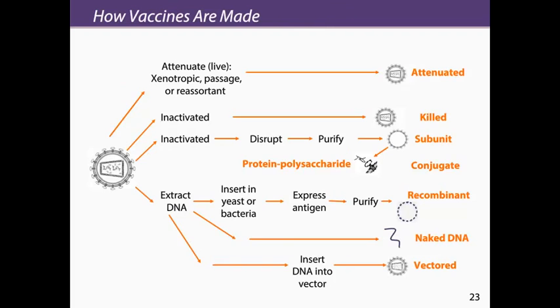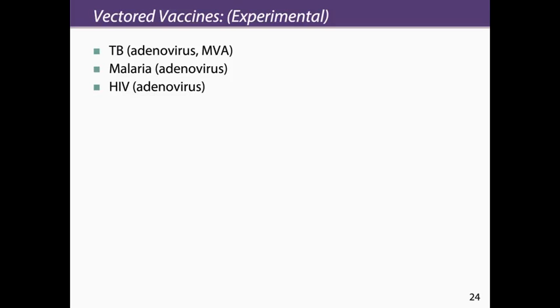One can also take that isolated DNA and insert it into another live organism, a bacteria or more commonly a virus, to get what's called a vectored vaccine, so that the other organism, which may be very benign and cause no disease, can carry with it the genetic material to express proteins or other antigens that can induce protection. Examples of vectored vaccines include experimental tuberculosis vaccines using either adenovirus or the modified vaccinia Ankara as a vector, malaria vaccines using adenovirus as a vector. We have had experimental HIV vaccines, but they have not worked out.